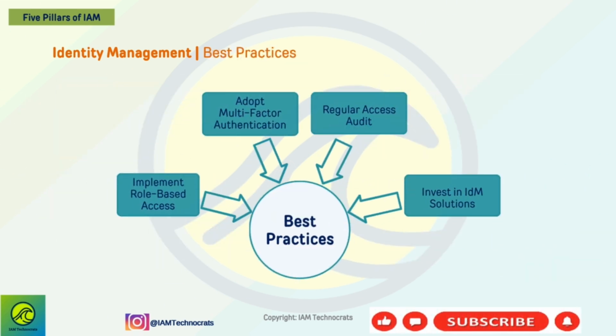Let's look at the best practices for effective identity management. First is implement role-based access control, also known as RBAC. Assign access permissions based on user roles, minimizing excessive privileges. Adopt multi-factor authentication or MFA. Add an extra layer of security by requiring multiple forms of identity verification.